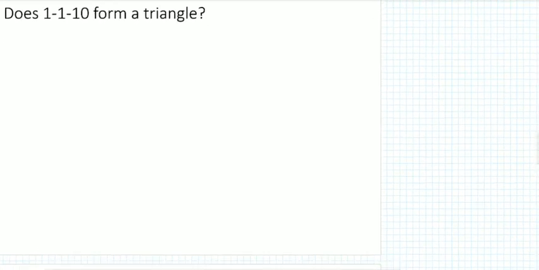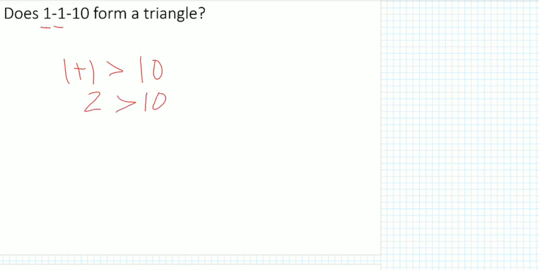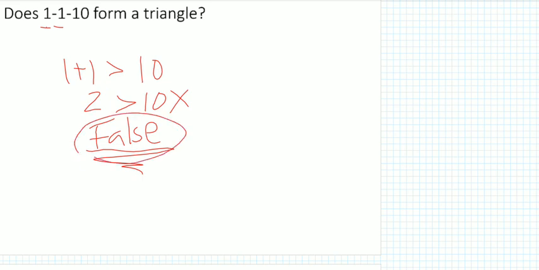So here you go. Does 1, 1, 10 form a triangle? Three inequalities, okay? Choose two sides. So 1 and 1. Is that bigger than 10? We get 2 greater than 10, and this is false. So this is not correct. So what that means is that I actually can stop here already. I don't need to check the two other inequalities because one of them came out to be false.